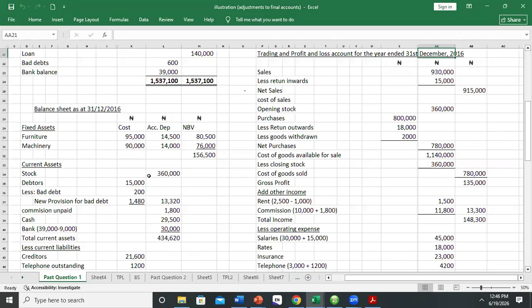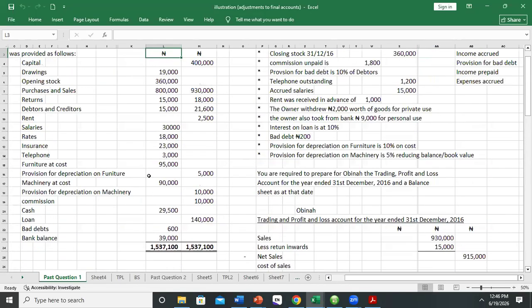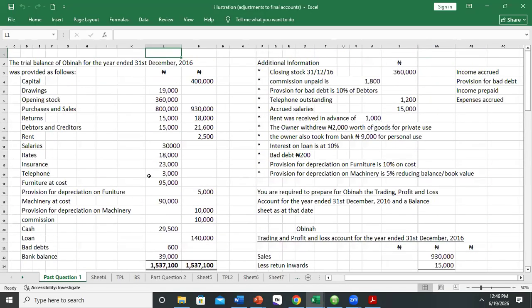So let me see if I can make you appreciate some of these things we are saying. This is a typical question, and how it's going to be structured. They'll give you the trial balance, as you see here, and you are familiar with this. They give you the items, then look at the additional information.